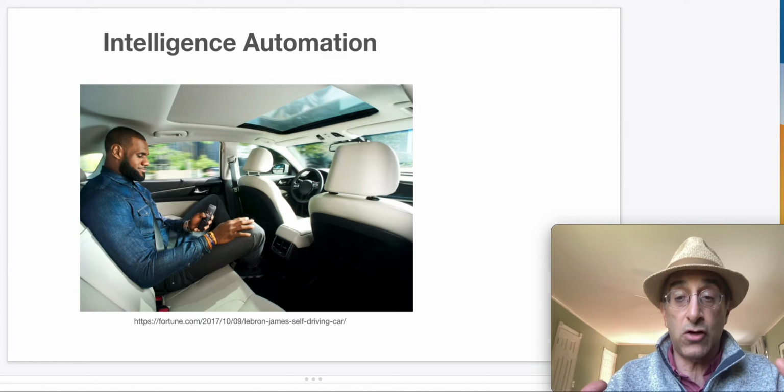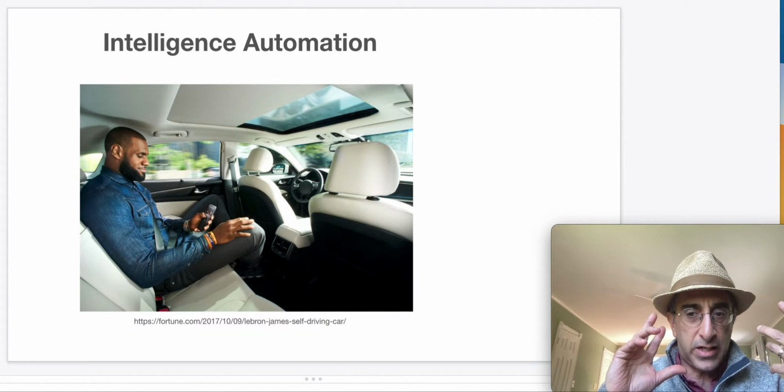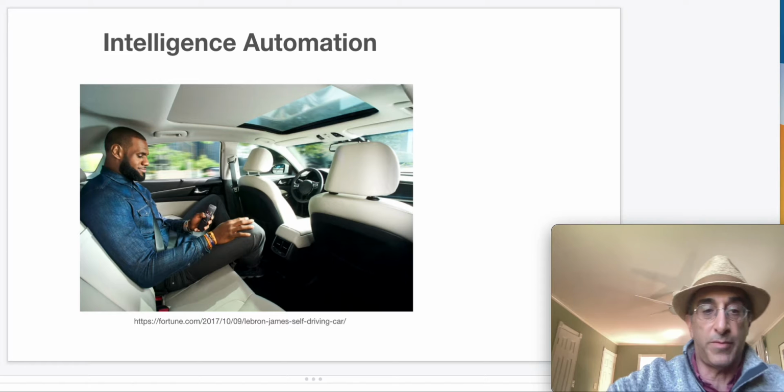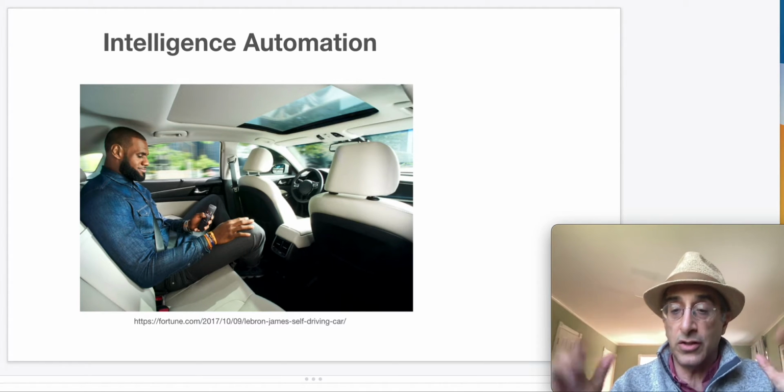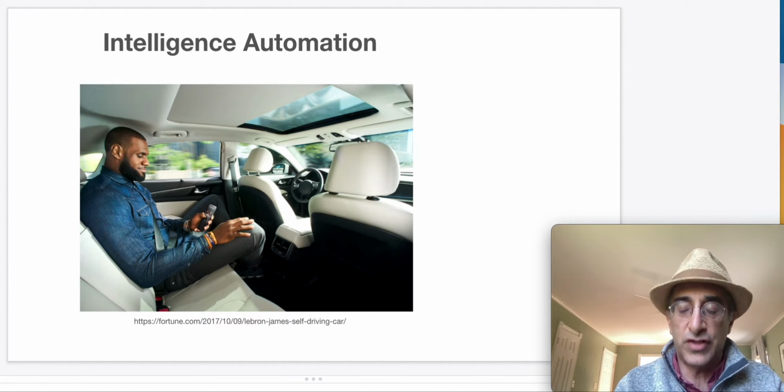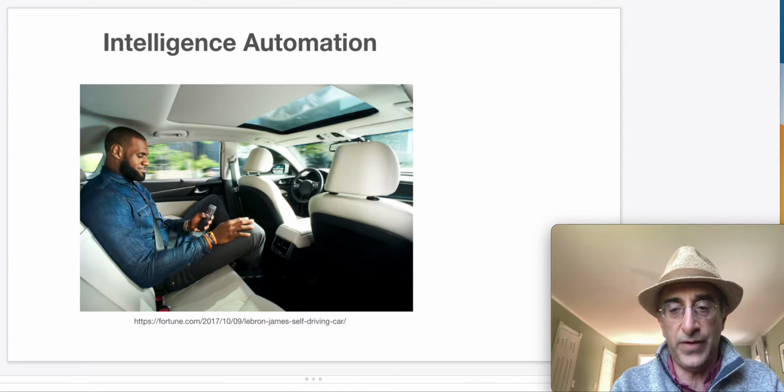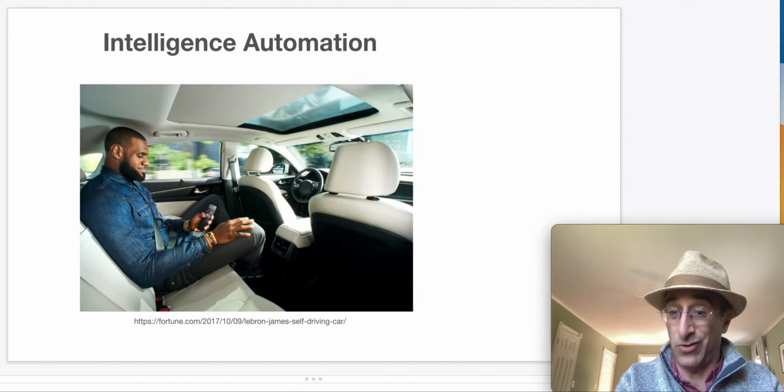Right. Then there's intelligence automation. It's not augmenting my intelligence. It's completely doing something for me. In this case, driving a car. So LeBron James can safely sit in the car while texting and watching a video. You know, it's not safe to do that when you're driving.